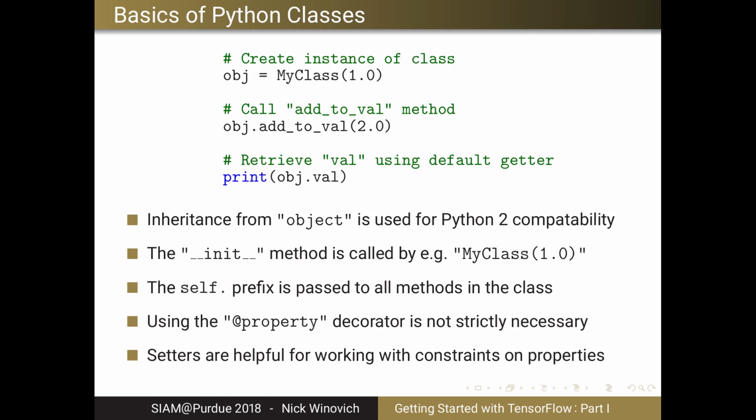We inherit from object here just for Python 2 compatibility. You don't necessarily need to do that. And the init method is used to start or initialize the instance of a class when it's called. So we just, in this case, define obj equals my class 1.0. That 1.0 is taken as a parameter. It's used to initialize. And then we can call methods and print out the values of those.